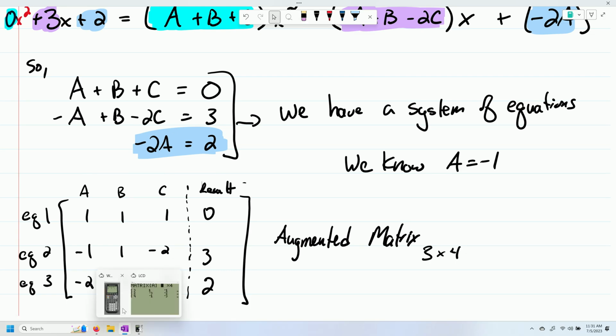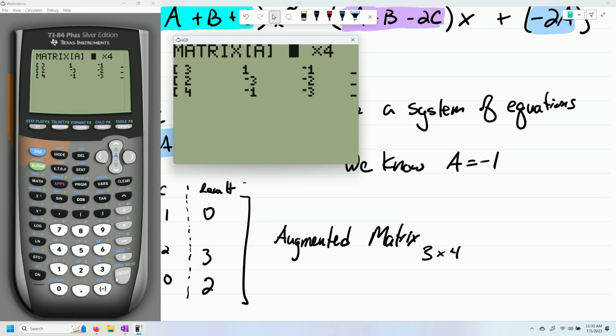So let's go back to our calculator here. We're going to hit 3 by 4, so 3, enter, 4, enter, okay? And we're going to go ahead and just type in the coefficients. So remember, row 1 was 1, enter, 1, enter, 1, enter, and then 0. Now, as soon as you fill out row 1, it will automatically go down into row 2. So we're going to do row 2 now. So negative 1, enter, 1, enter, negative 2, enter, and that's going to be a 3.